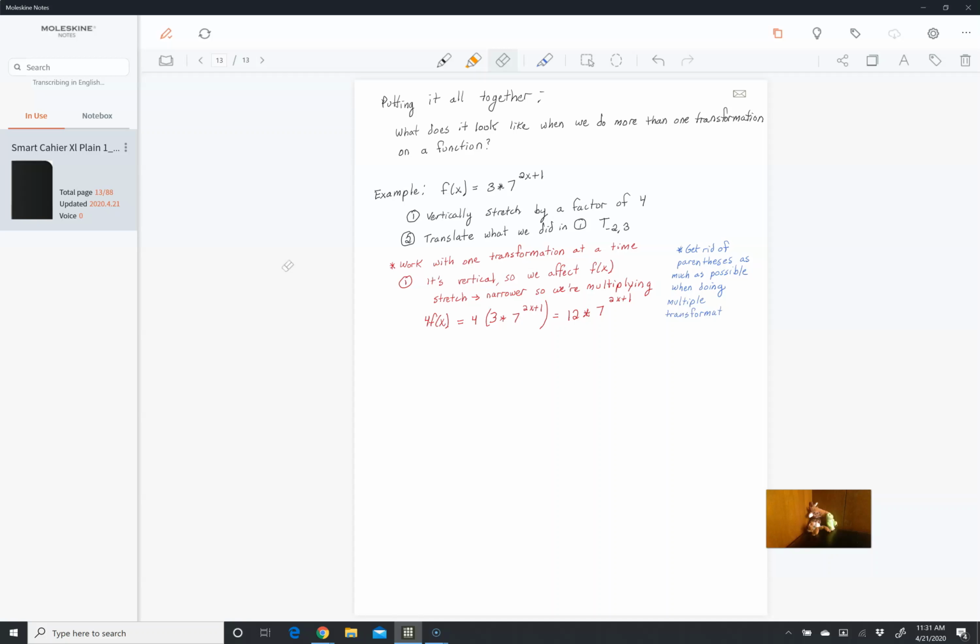The 4 does not get distributed here. Remember, in order to distribute, what would happen is you would have multiplication on the outside and either addition or subtraction on the inside. This is multiplication all the way through. So that's why the 4 gets multiplied by the 3 and you get 12. It doesn't also get multiplied by 7. Okay, so this is the first one. Now we have to do the second one.